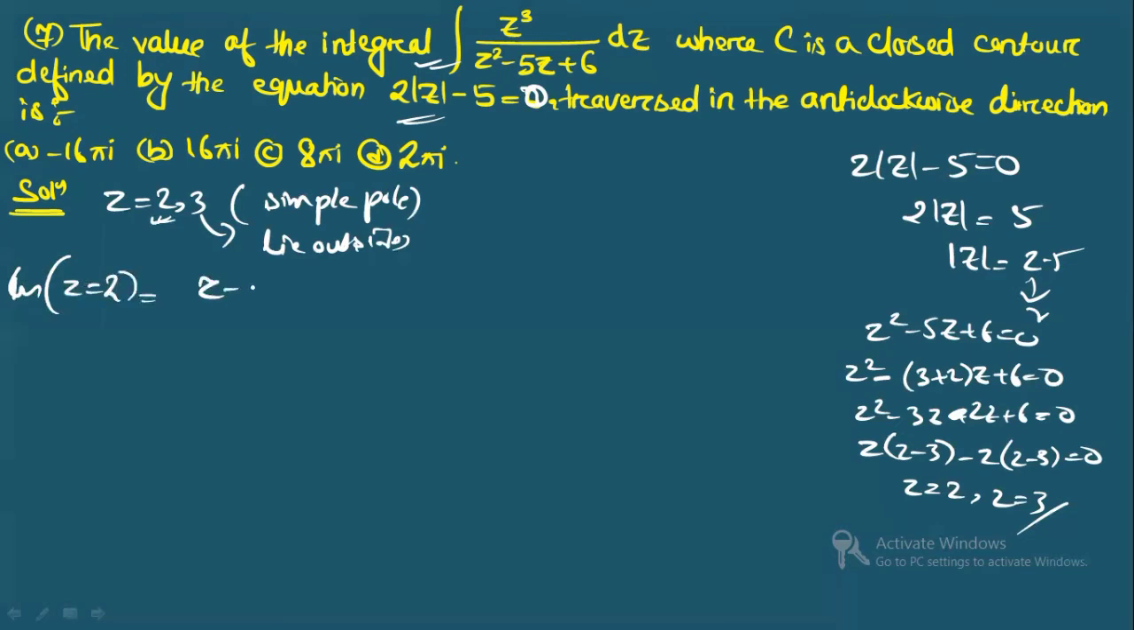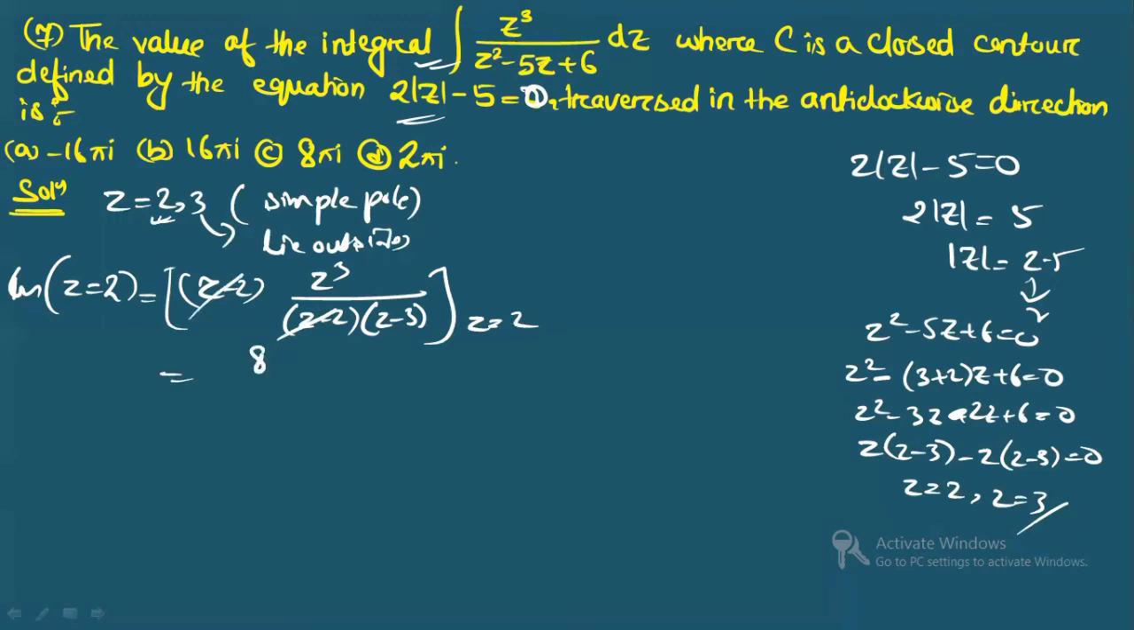How will you do so? You will write z minus 2 times the function; in the numerator you have z cube, in the denominator z minus 2, z minus 3, and here z equals 2. So this gets cancelled. You have z cube, that is 2 cube, which is 8, and 2 minus 3 is minus 1. So this is minus 8, and finally the integral I equals 2 pi i times the sum of the residues. Only one residue, so it's minus 8. So this will give you minus 16 pi i. All right, so the correct option is option A.